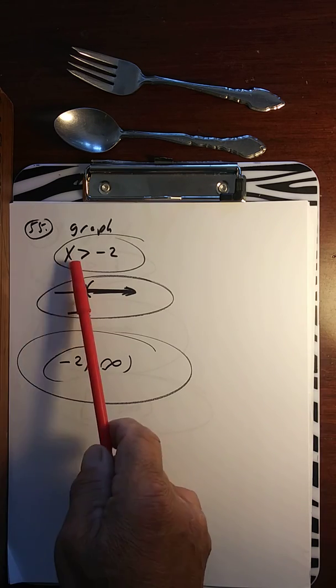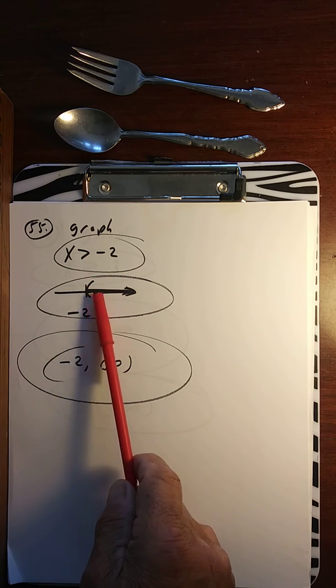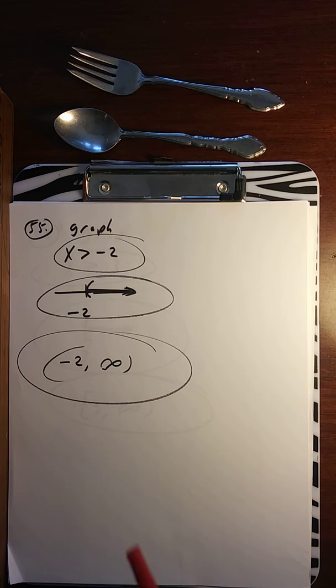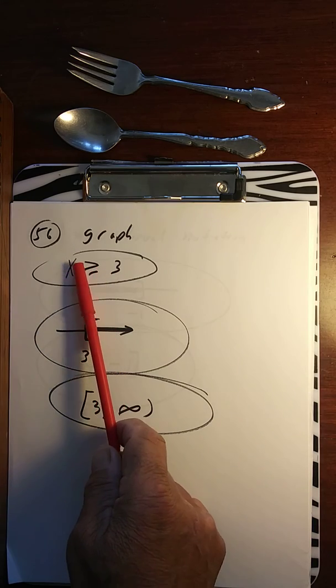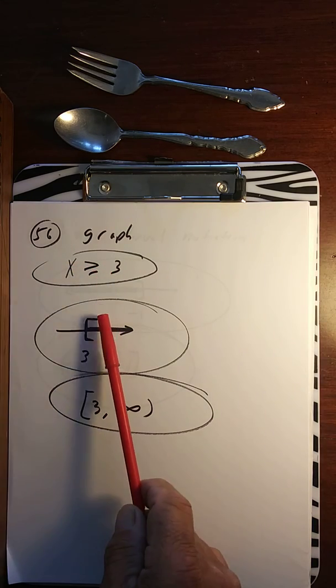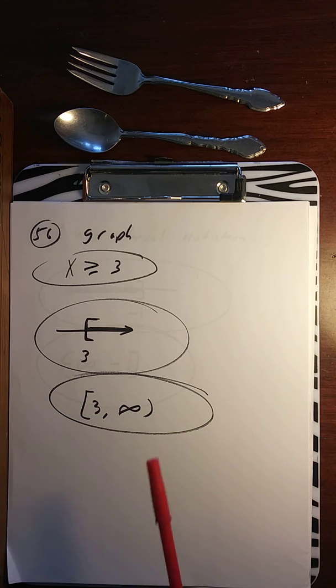Graph this. X is greater than -2. That's it. So don't include it. Greater than -2 to infinity. That's it. Graph. X is greater than or equal to 3. It means you've got to include the 3, so it's 3 to infinity.